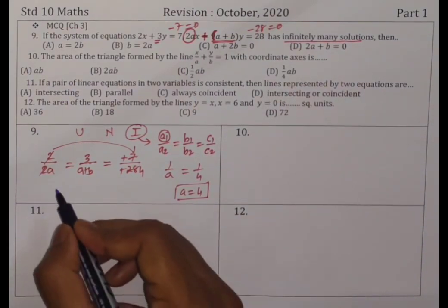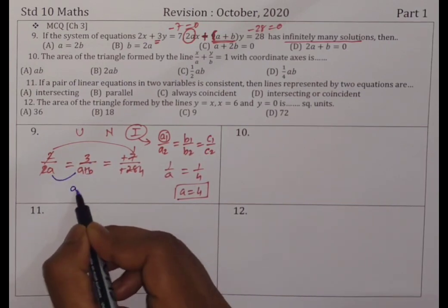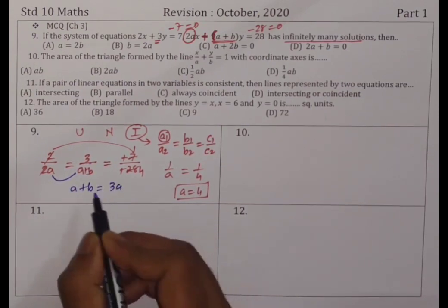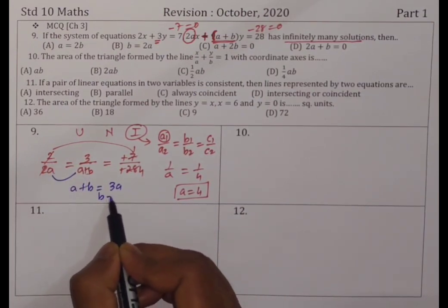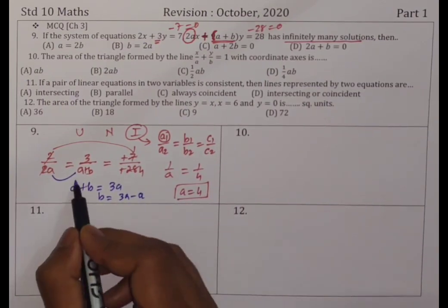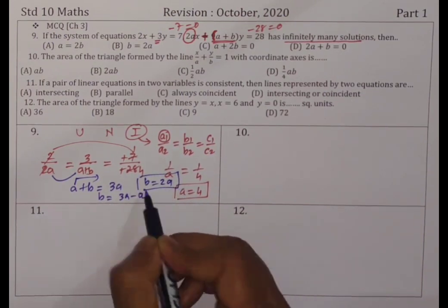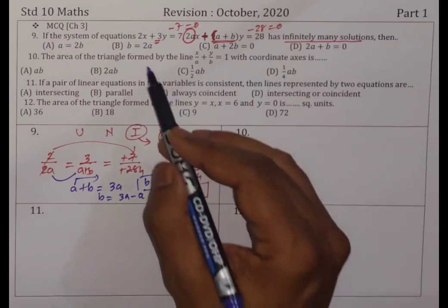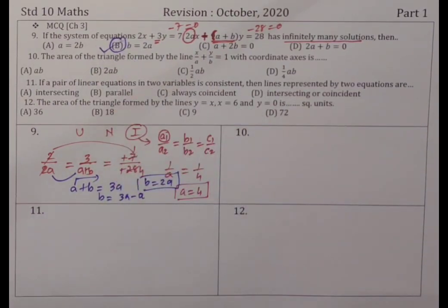Chaliye. So if you take this too, 3 upon (a plus b) is equal to 3 upon 3a. Correct? 3a is equal to a plus b. So b is equal to 3a minus a, taking this a on the other side. So b is equal to 2a. Yeah, b is equal to 2a. Here it is. This is the answer. Is that clear to you, children? Okay. Moving on to the next one, children.